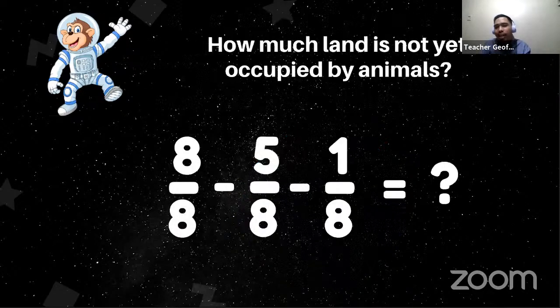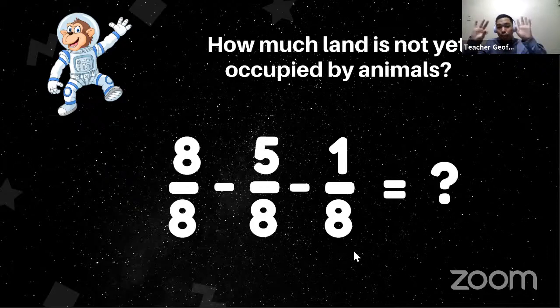Now, don't be scared, kids. We just need to copy the denominator. It's just 8, right? But for the numerator, I think for this one, we can answer it. We have 8, and then subtract it to 5, and then 1. Okay, I'll give you 10 seconds, kids, to try and give me the numerator for this one. Just subtract 5 and 1 from these numbers.